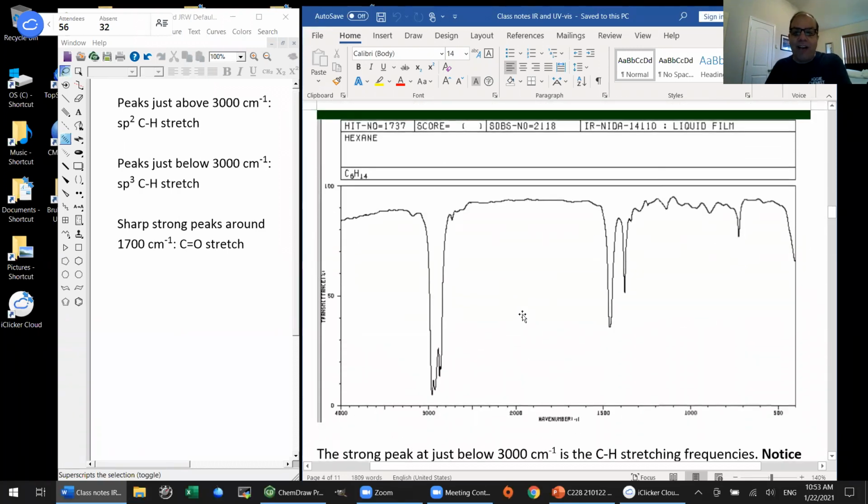Over here, I've just got for you the spectrum of hexane. And by the way, I got this spectrum from the website that I'm going to be linking you guys to, that I gave you the URL for in the class notes.